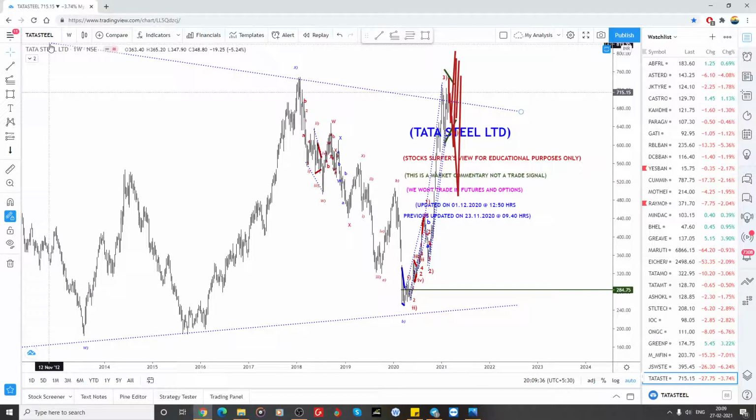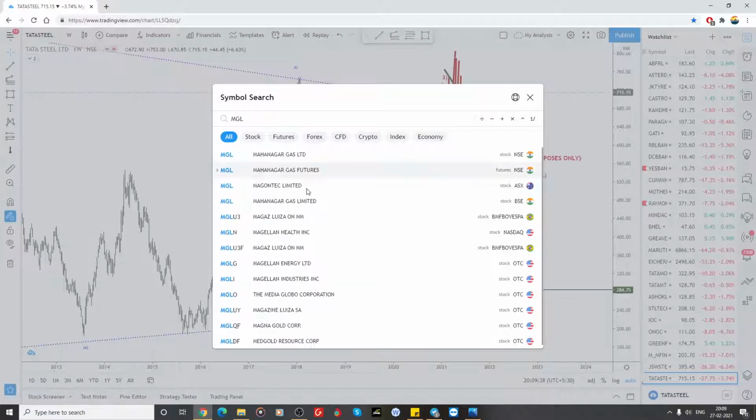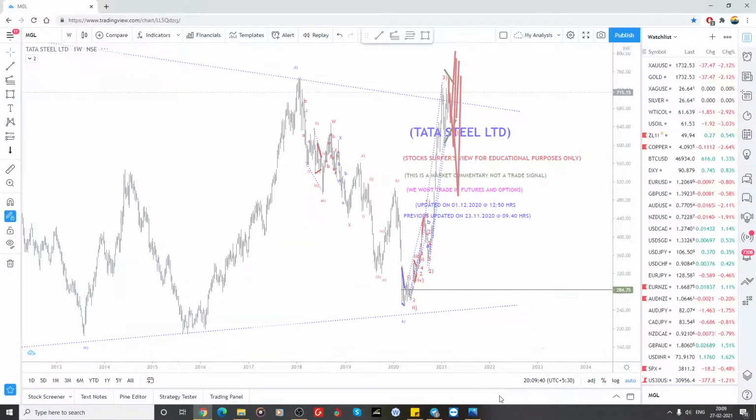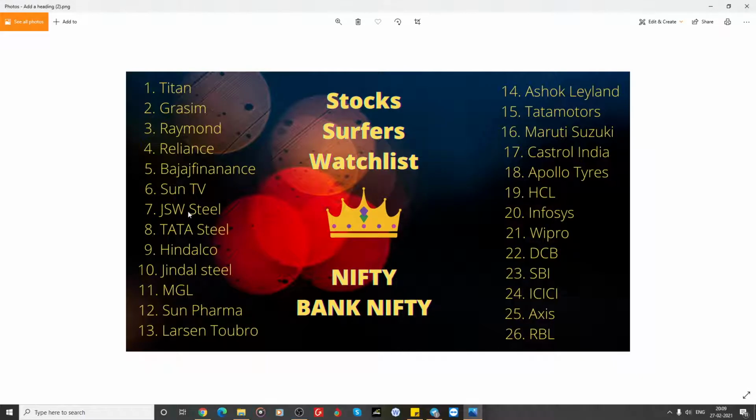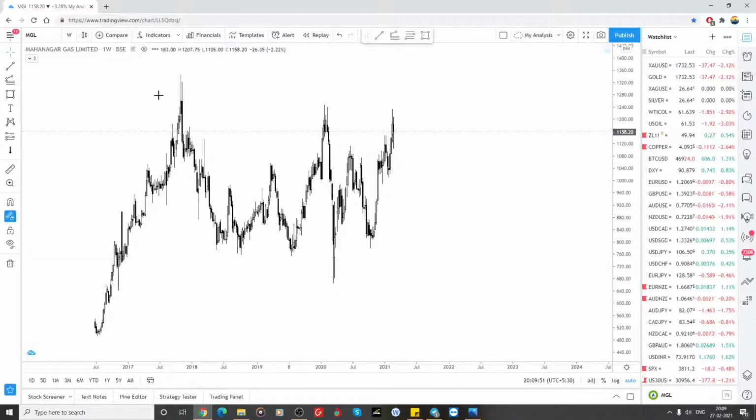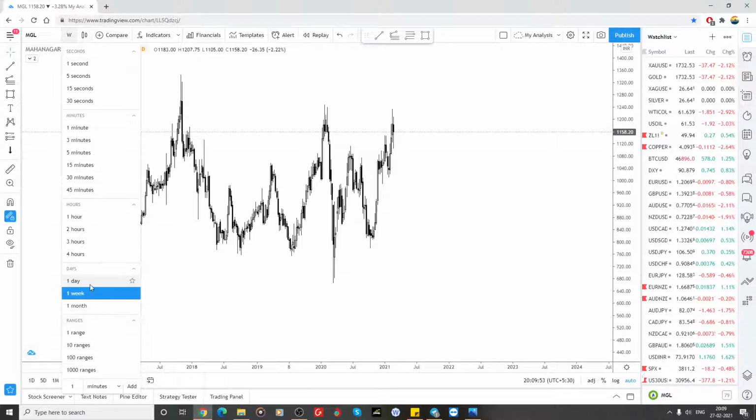So next is MGL gas. Yeah, Sun TV I already did. Zee also did. Tata, Indel, Jindal, MGL, and look for Sun Pharma. So MGL, I think here.